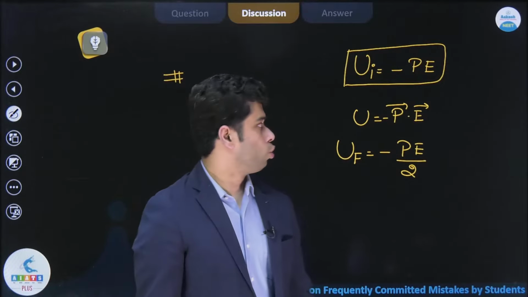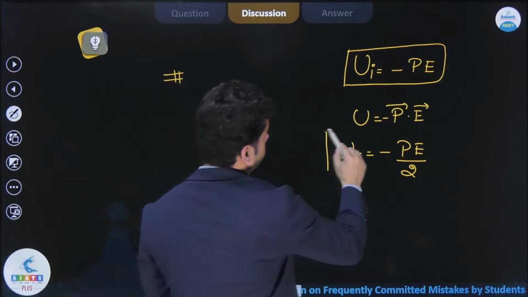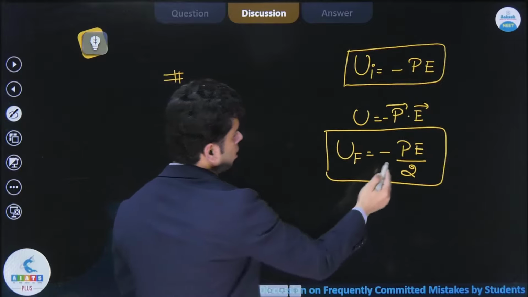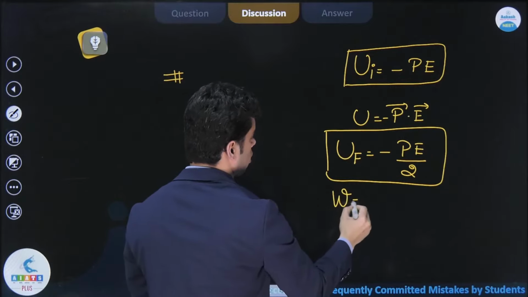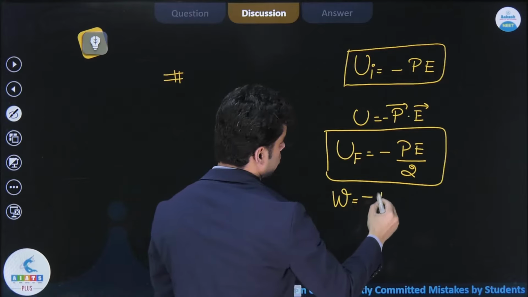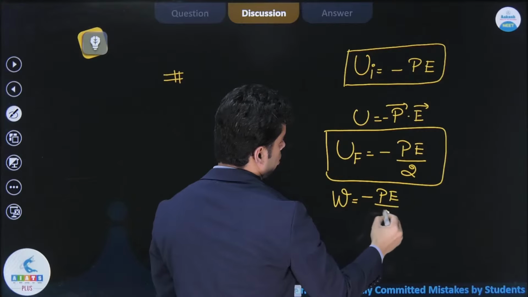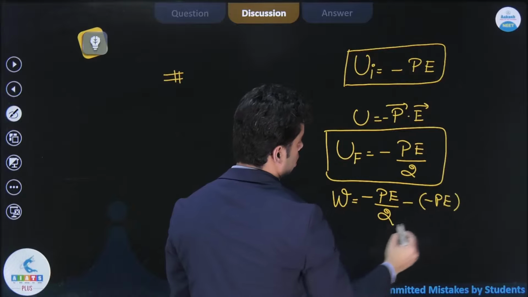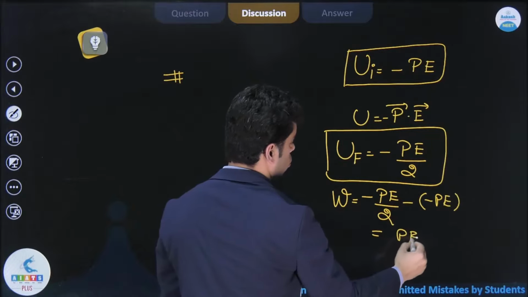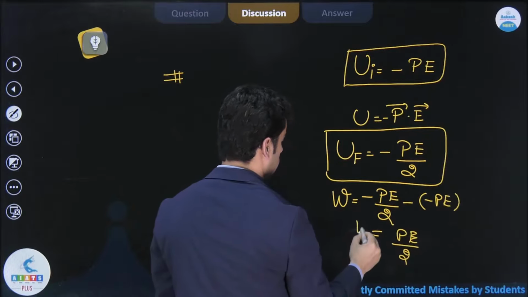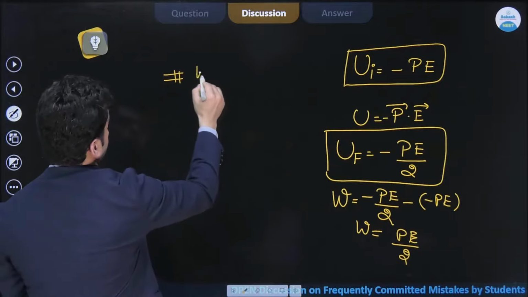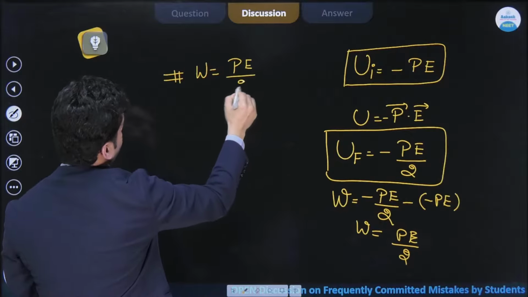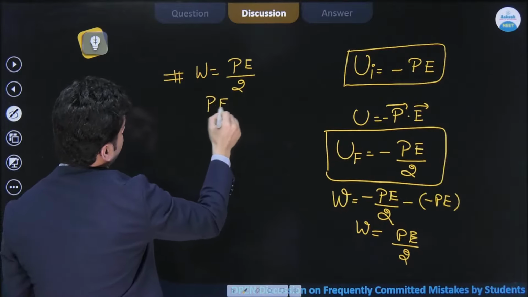Right? So the potential energy has increased. Earlier it was minus PE, now the potential will be minus PE by 2. So work has to be done. Work done will be equal to minus PE by 2 minus of minus PE. So work done is coming out to be equal to PE by 2. So I can write that PE is equal to 2W.